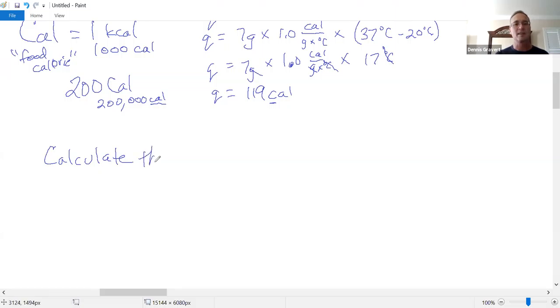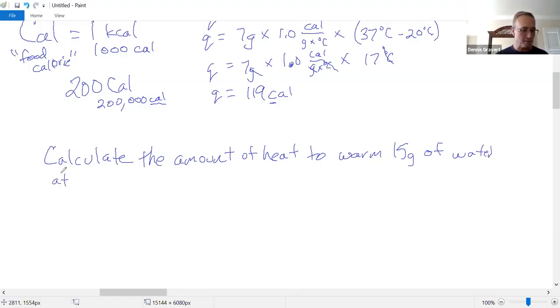Calculate the amount of heat to warm 15 grams of water at, what temperature did I pick? 25 degrees Celsius to steam at 120 degrees. No, I said 110. Okay, so what's happening? We're changing the water to steam. There's a phase change, but the temperature is also changing, 25 to 110. Hey, what's going on? There's three things going on.